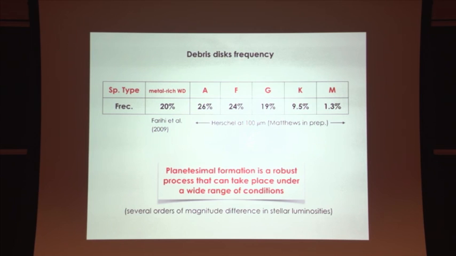And the frequency of debris disks is about 20 to 25% for A, F, G, and K stars, and then much lower for M stars. But here we are strongly sensitivity limited because this disk will be cold, and with Herschel we can get to 500 microns, but not with enough sensitivity. So it's very likely.